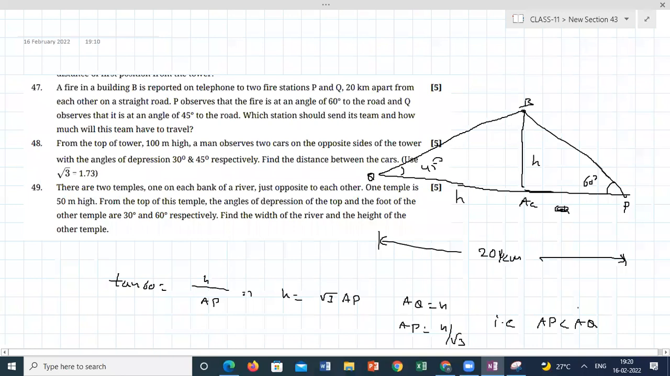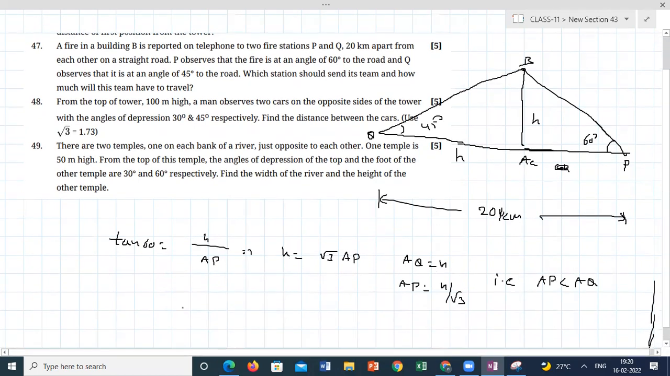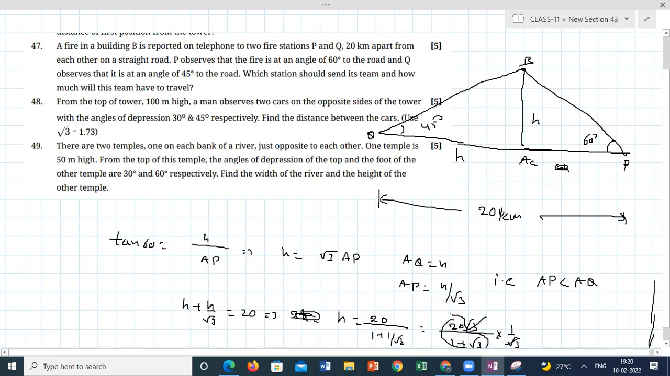From which station should we send the teams, and how much will the team have to travel? So he needs to send from P, and how much does he need to travel? Your H plus H by root 3 is equal to 20 kilometers. From here, H is equal to 20 by 1 plus 1 by root 3, so 20 root 3 by 1 plus root 3. But I want H by root 3, so multiply by 1 by root 3. So he needs to travel 20 by 1 plus root 3 kilometers.